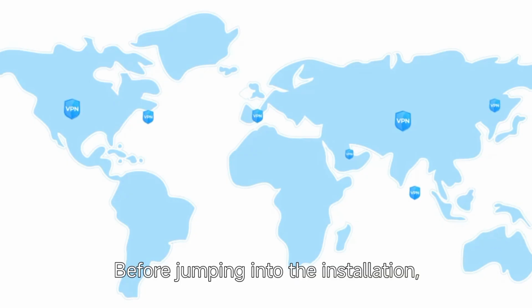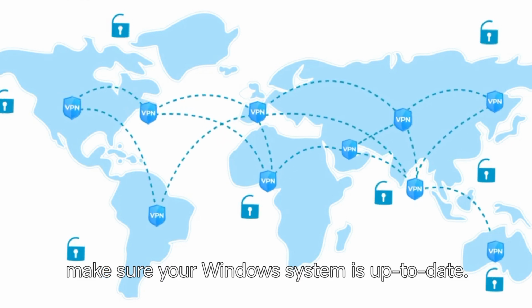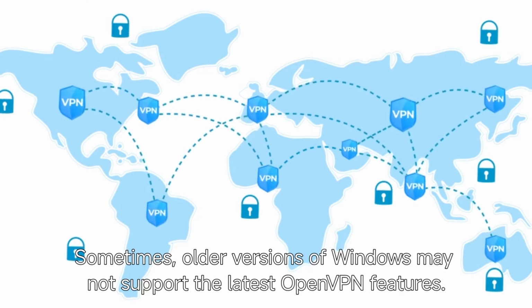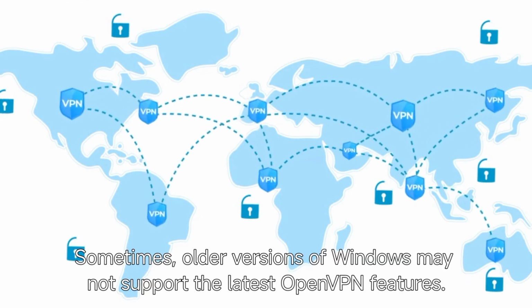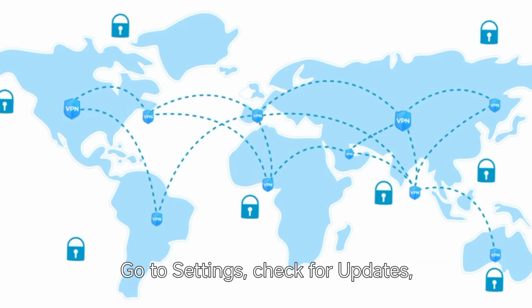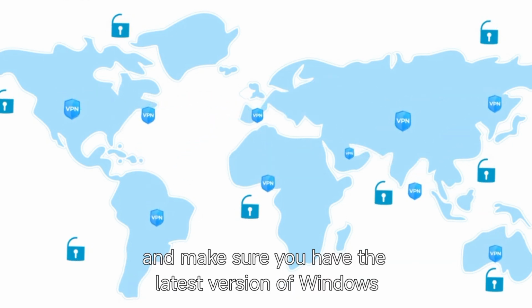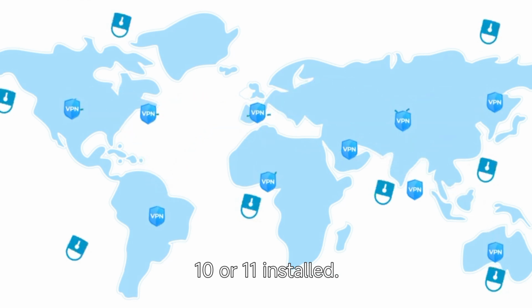Before jumping into the installation, make sure your Windows system is up to date. Sometimes, older versions of Windows may not support the latest OpenVPN features. Go to Settings, check for updates, and make sure you have the latest version of Windows 10 or 11 installed.